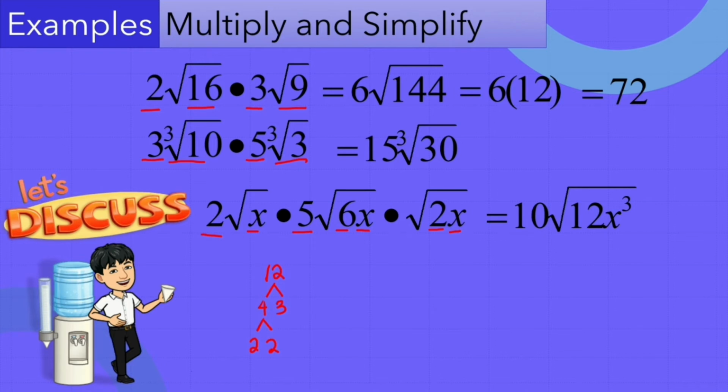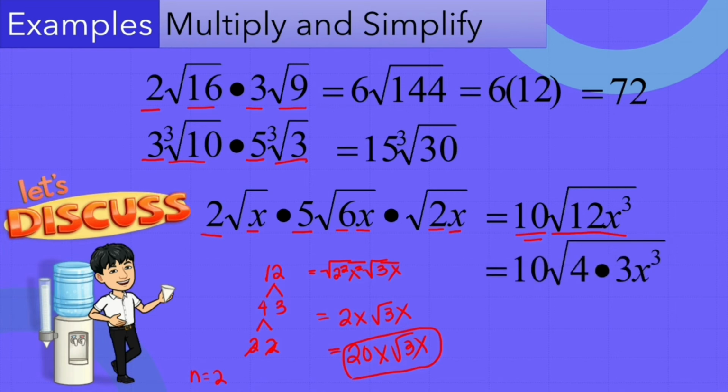Since the index is 2, we can rewrite it as square root of 2 squared. Then we have square root of 3. For x cubed, we can have here x squared, then this one is x. So if we simplify square root of 12x cubed, our answer there would be 2x square root of 3x. Then we will multiply it by 10. So the answer here is 20x square root of 3x. So this is now the simplest form of our last example.